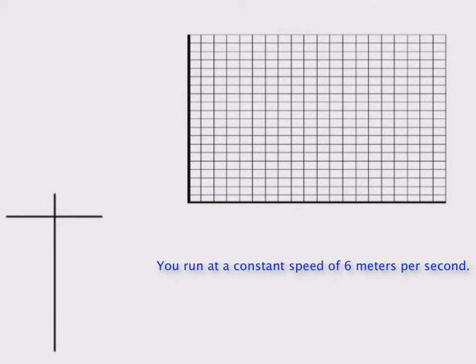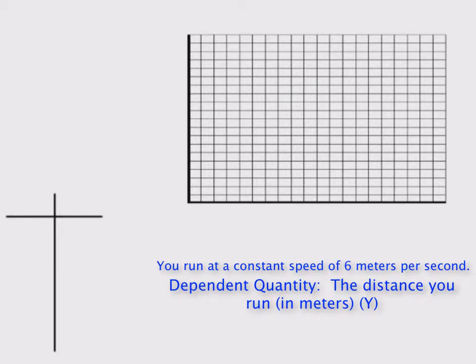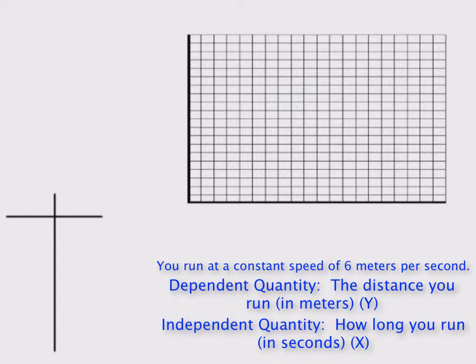Alright, let's try another example. In this case, let's graph the relationship where you run at a constant speed of 6 meters per second. First things first, let's find the independent quantity and the dependent quantity. I think the dependent quantity is going to be the distance you run in meters, and let's call that y. And the independent quantity is going to be how long you run in seconds, and let's call that x. And before we graph anything, in the lower left-hand corner, let's create a table of values of some combinations of how long you run and how far you've run.